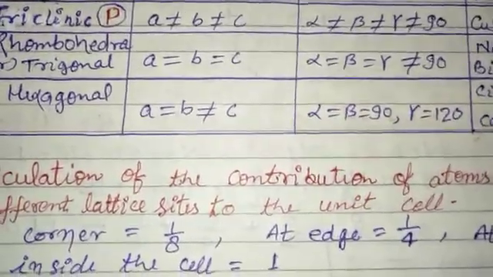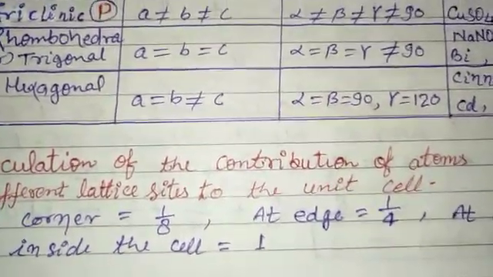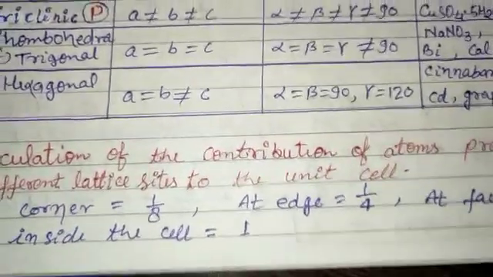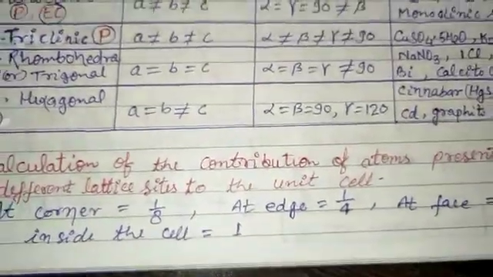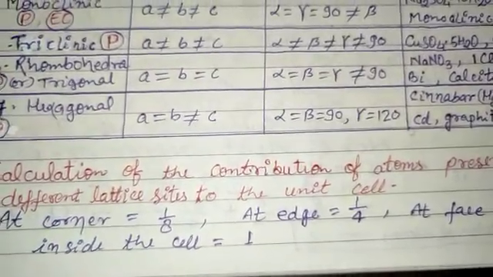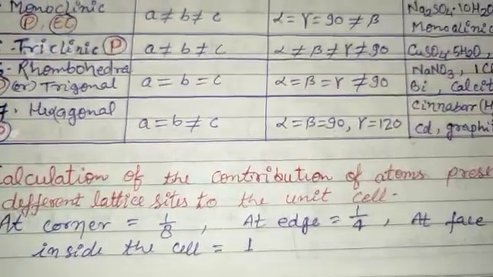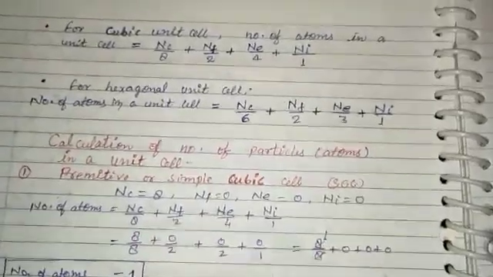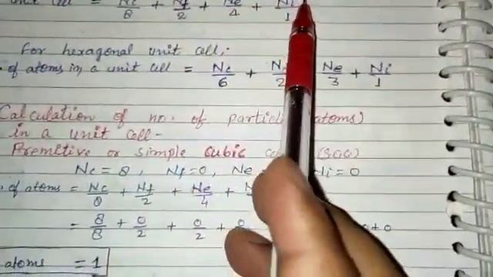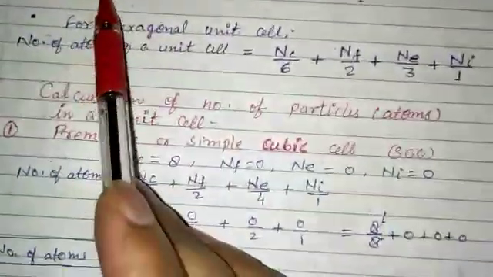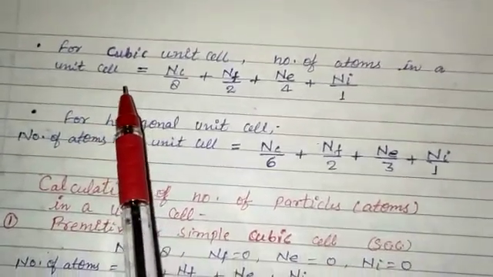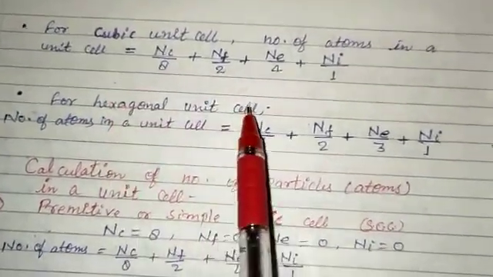Okay, let us calculate the contribution of particles in the case of the simple unit cell, body centered unit cell, face centered unit cell and end centered unit cell. Dear students, for the cubic unit cell, the number of atoms in a unit cell can be calculated by this formula.